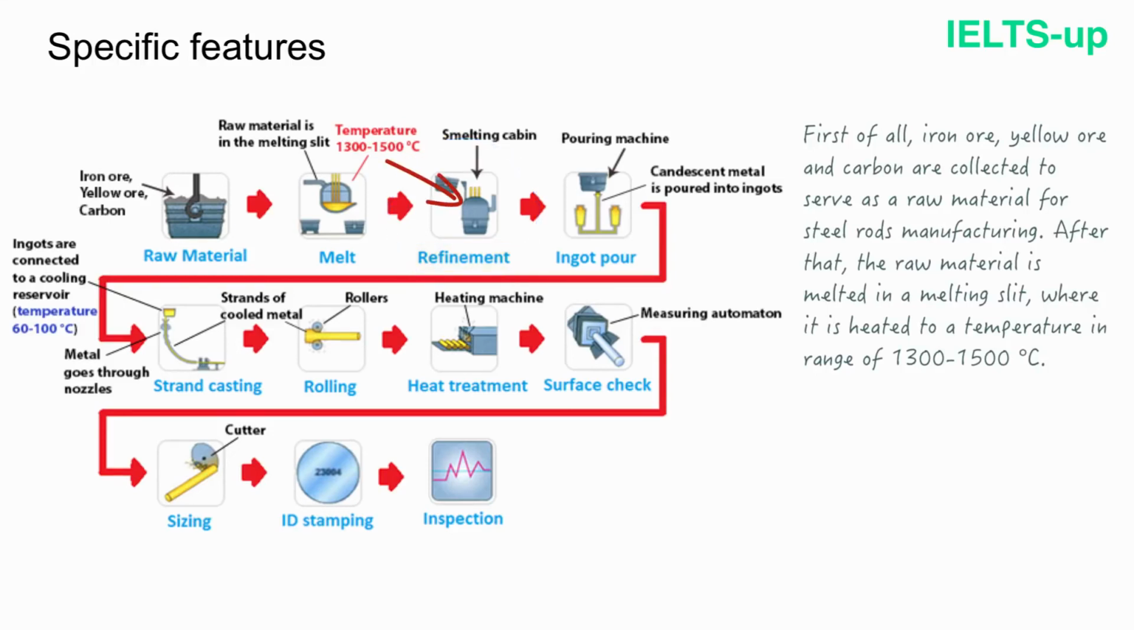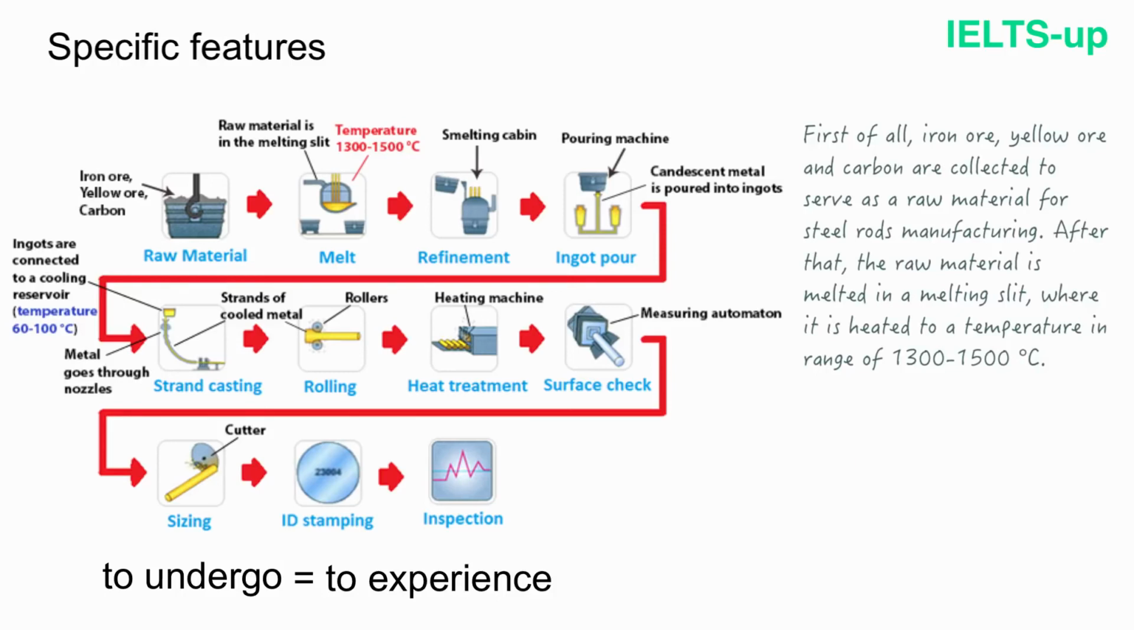The third stage is called refinement, and from the diagram we only know that during this stage the material is put into a container that is called a smelting cabin. We don't know what exactly happens in that smelting cabin, and that's where a verb undergo comes in handy. To undergo means to experience. For instance, you can say, "The material undergoes refinement in a smelting cabin." And this is a very good way to explain a stage that lacks additional information.